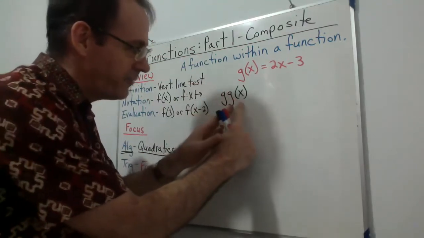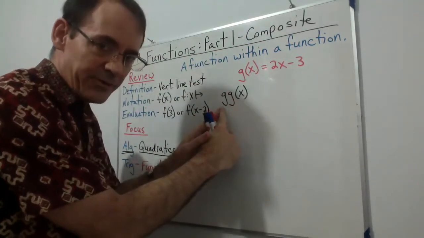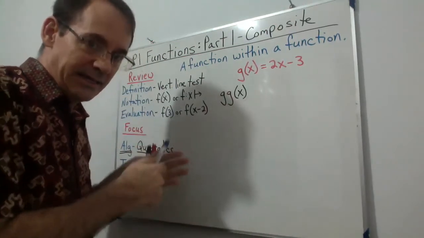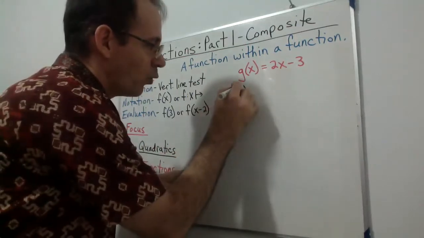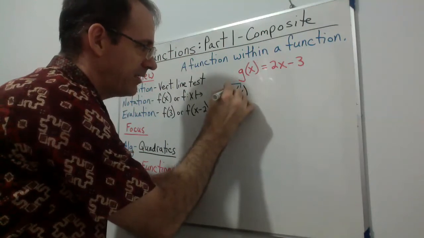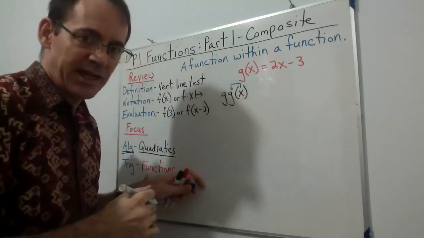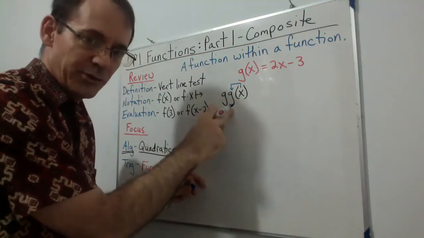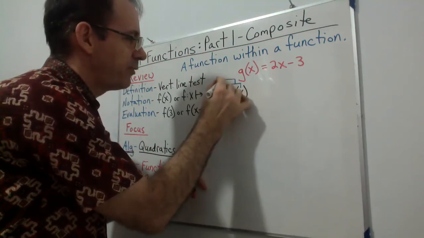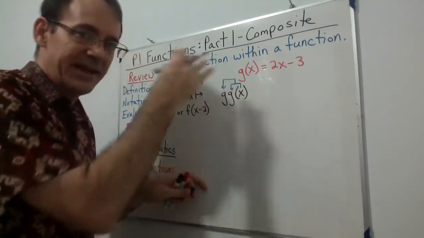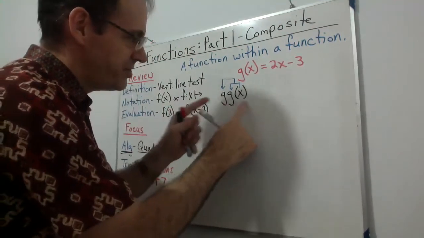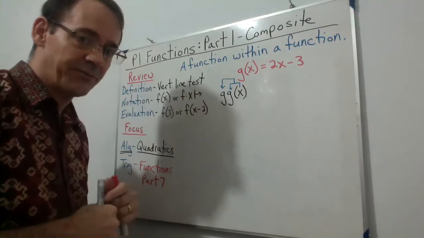It's one function inside of another function. So what you want to do is work from the inside out. You're going to work from what it is that you're supposed to evaluate, and plug that into the function that's stated closest to it. Then that value you take and plug into the next function that's stated. In this case, we're putting the g function into itself.